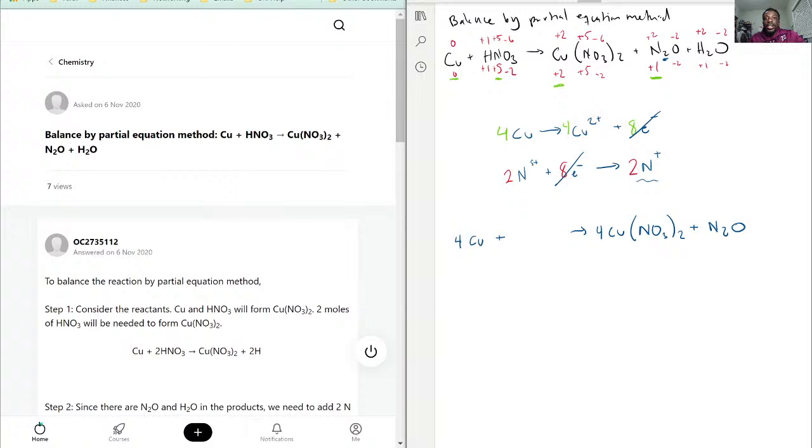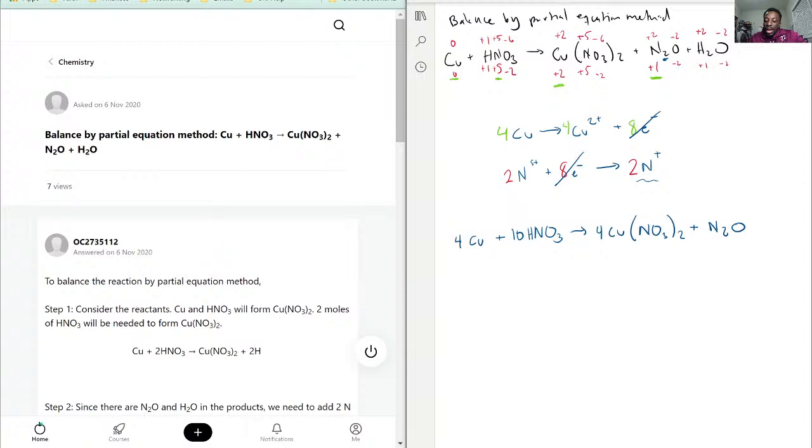But let's see how many nitrogens we have to know how many HNO3 we have. We have here 2 nitrogens, yep, and then we have 2 more times 4, so that's 8. So 2 plus 8, we need 10 nitric acids. So we have 10 HNO3, okay?